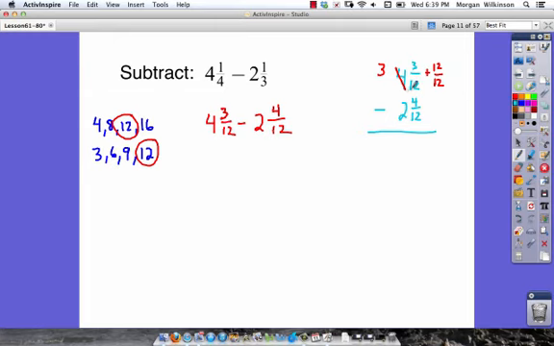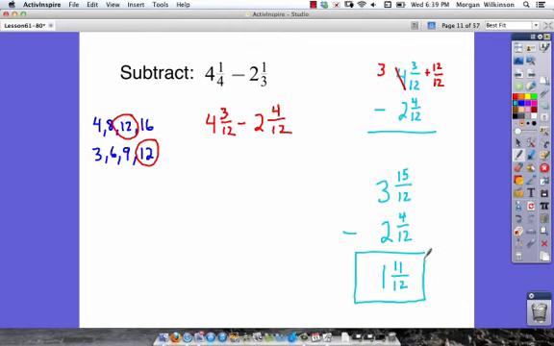Now let's go ahead and rewrite below. We're going to get 3 as our whole. 3 plus 12, that's 15. Denominator stays the same as 12. Minus 2 and 4/12. Now we can solve easily, because 3 minus 2 is 1. 15 minus 4 is 11. Denominator of 12 stays the same. So we've got an answer of 1 and 11/12. We can't reduce the fraction part, so we box it, and we're all done.